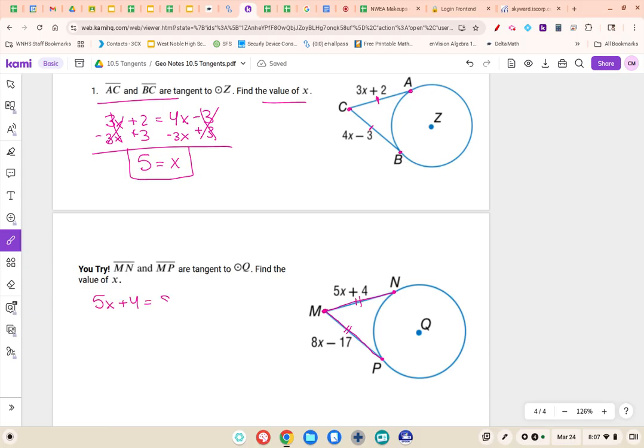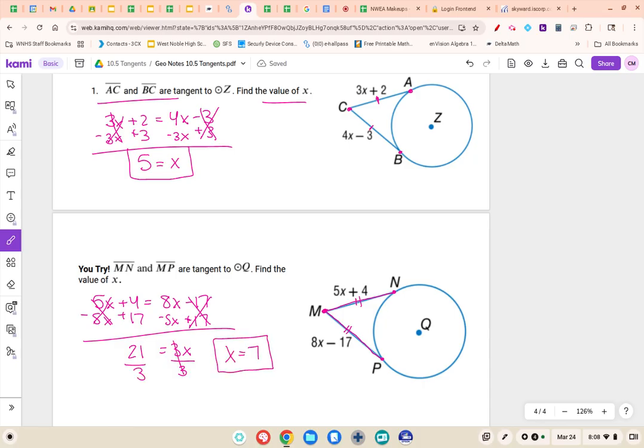And then I'm just going to solve. So I'm going to add 17 to both sides. And I'm also going to subtract 5x on both sides. So we get 21 is equal to 3x. So x is equal to 7.